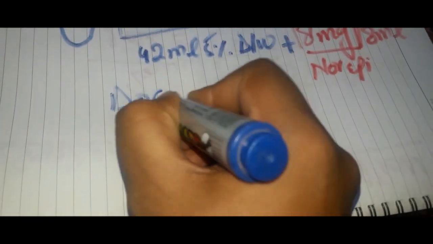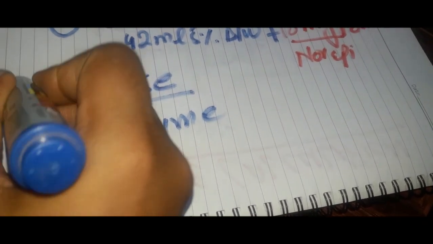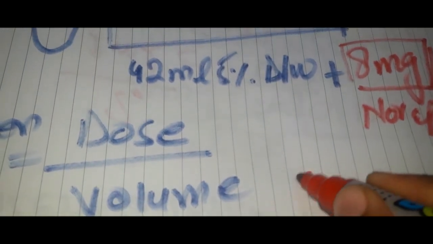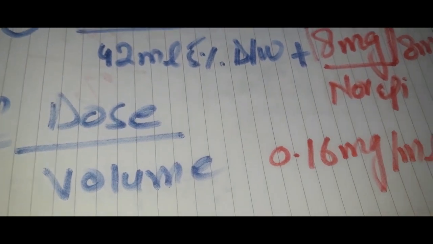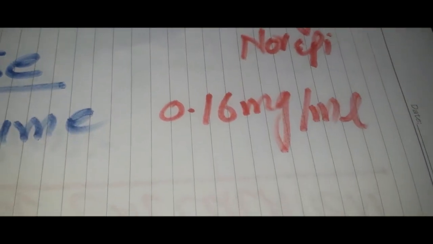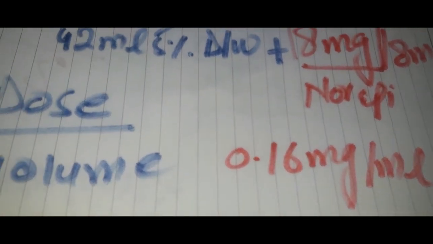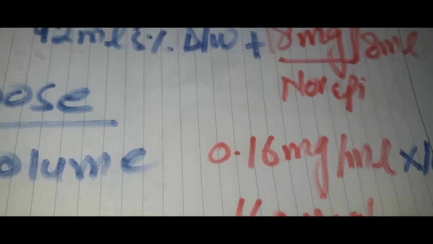Dose divided by volume. It is called concentration. Now the concentration is available as 0.16 mg per ml and I want to convert this concentration into mics. So I will multiply this whole amount by 1000. So now the concentration will be 160 mcg per ml.